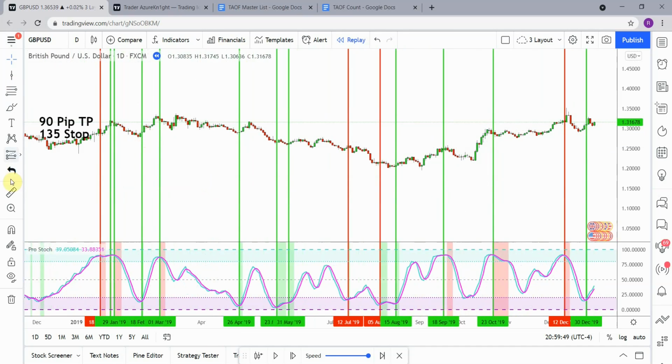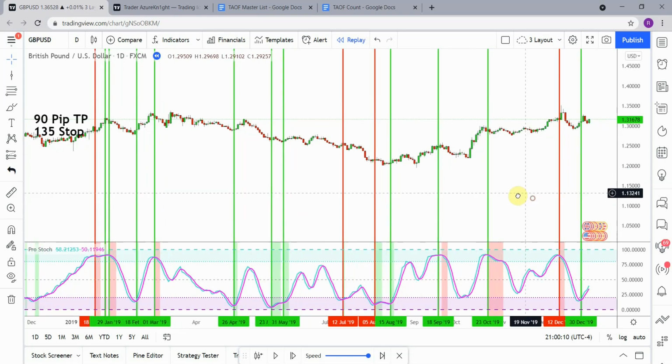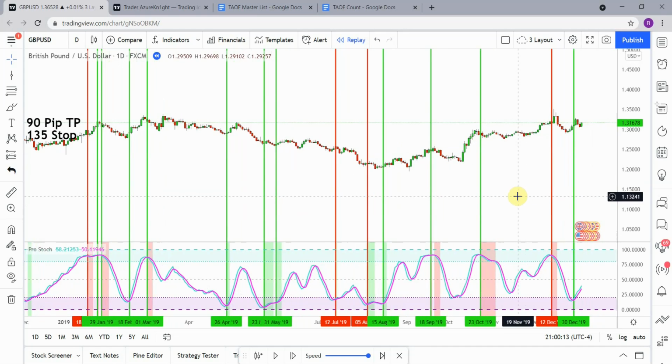So let's go ahead and count this out and see what we get. So we got 1, 2, 3, 4, 5, 6, 7, 8, 9, 10, 11, 12, 13, 14, and 15. So we have 15 trades altogether, and we have 1, 2, 3, 4, 5, 6, 7, 8, 9, 10, and 11. So there you have it, another decent stochastic indicator.